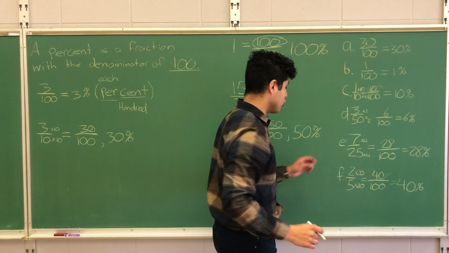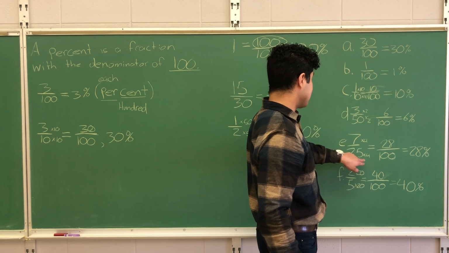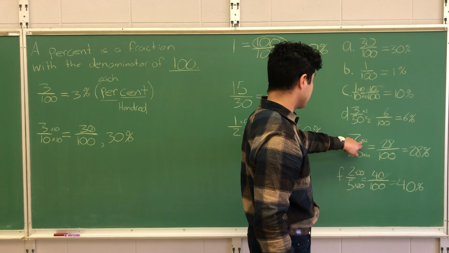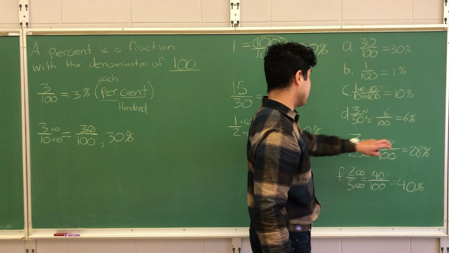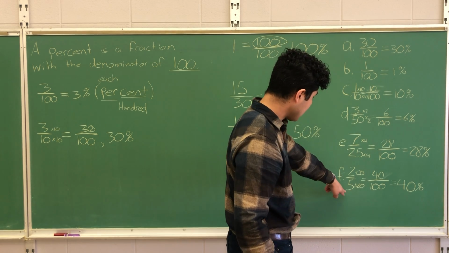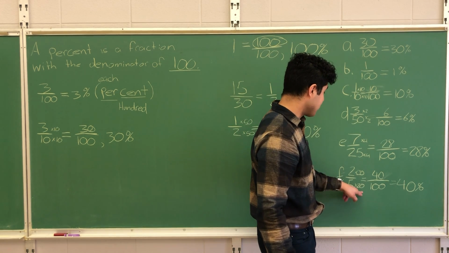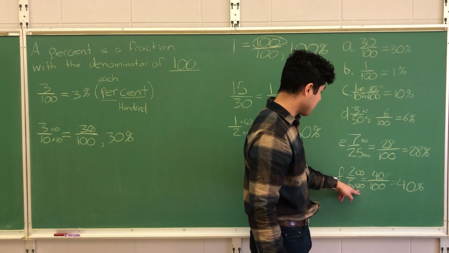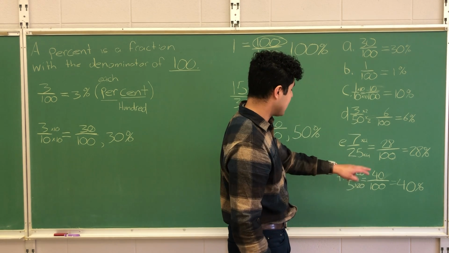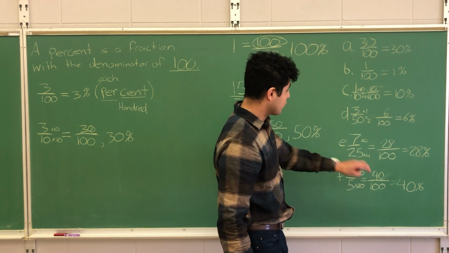Okay, same thing is true for E. 25 times 4 equals 100. So I'm going to multiply my 7 by 4 as well. That gives me 28. And then the last one here, 5 times 20 equals 100. So since I multiplied the denominator by 20, I'm going to multiply the numerator by 20 as well.